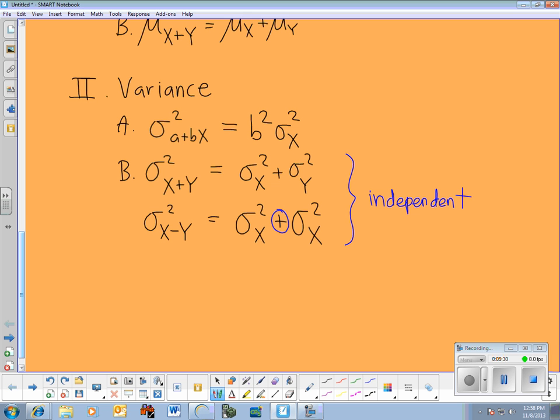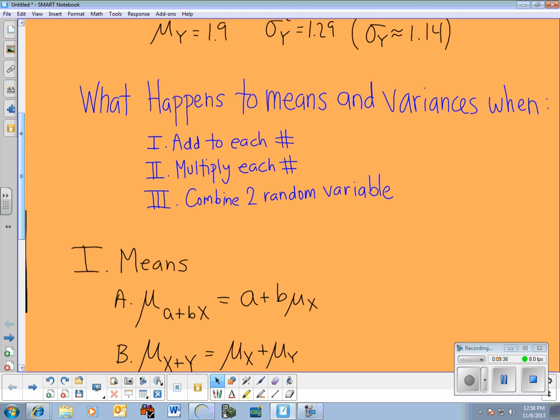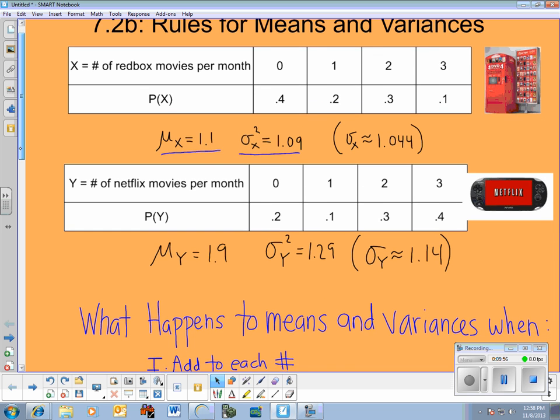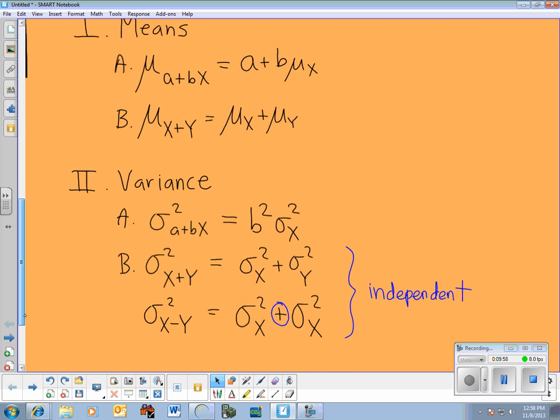If our 2 random variables are independent of each other... Now, I would say that our 2 random variables are not independent of each other. How many movies I watch on Redbox has something to do with how many I watch on Netflix. If I've got the best Netflix subscription and I can watch that all day, I'm probably not going out to Redbox very much and getting my $1.29 movies. If I don't have Netflix, then I'm more likely to go to Redbox. So these 2 things have some sort of correlation.